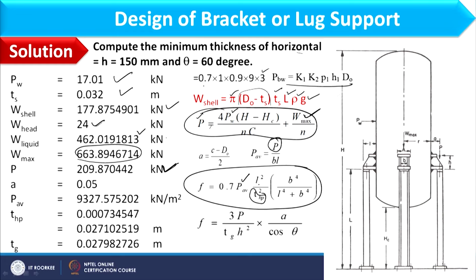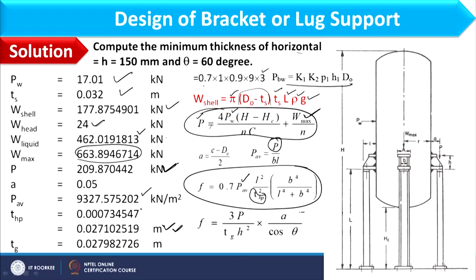And similarly, I can find out the maximum weight. Once I have the maximum weight, I can find P as this. Now, once I have P, I can calculate PAV and then THP, that is the thickness of horizontal plate, which comes out as 27.10 m. I am not adding corrosion to this because it is not coming in contact with the liquid. So, directly the next value available in table B1, that I can choose as horizontal plate thickness.